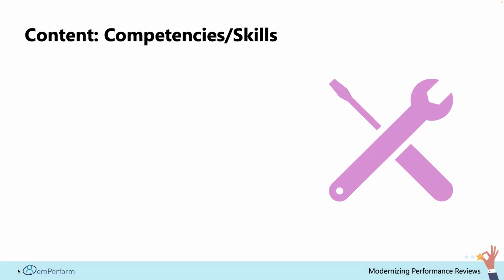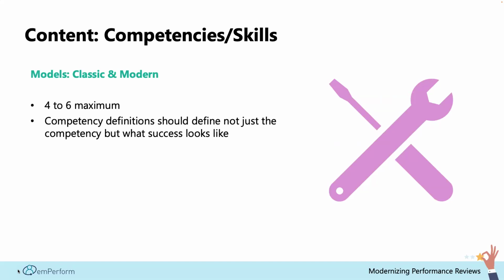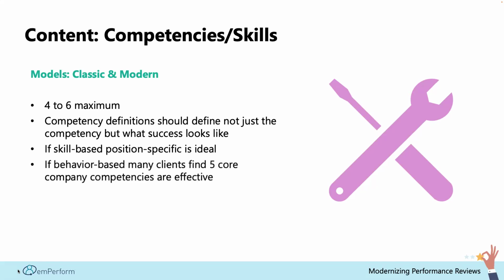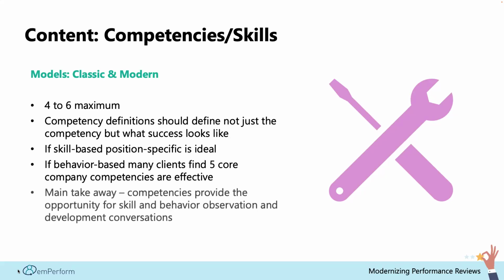Next content area we talk about is competencies and skills. These are a hugely popular content area, even though Deloitte might be moving away from them. We really believe that 4 to 6 is the right number. Competency definitions define the competency, not just what it is, but what success looks like. If they're skill-based, we want to be really specific about it. If it's behavior-based, many clients are finding 5 core company competencies are effective in terms of the number of competencies on which we rate people.